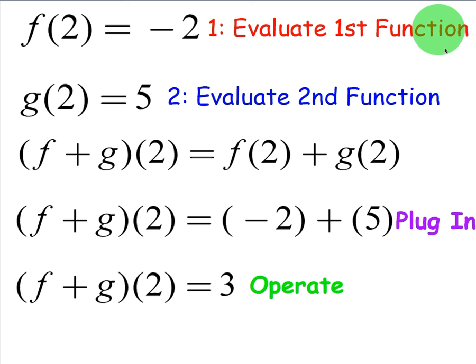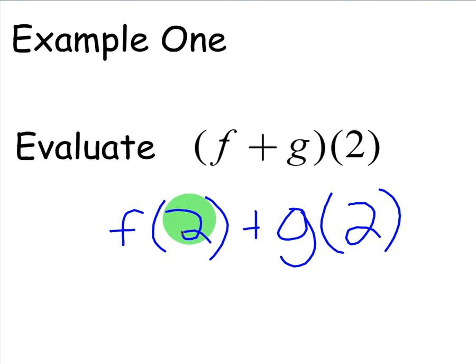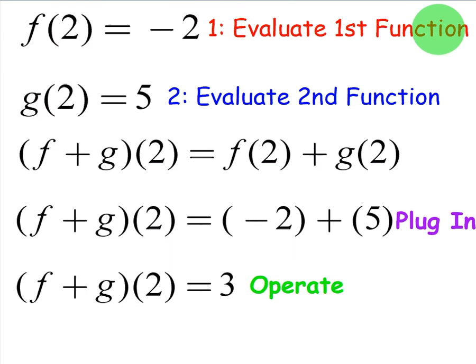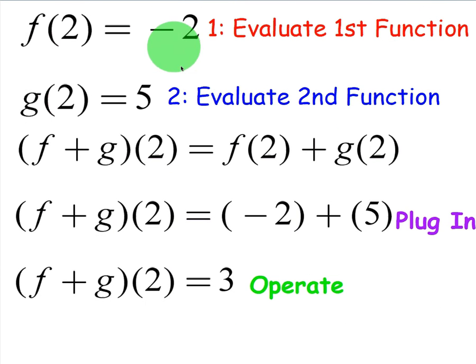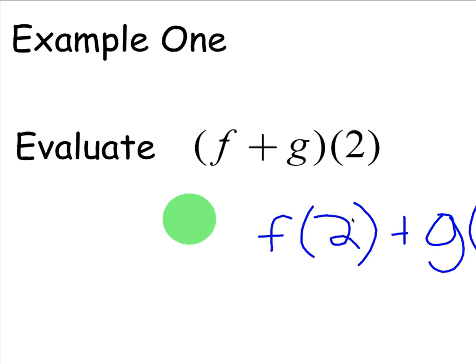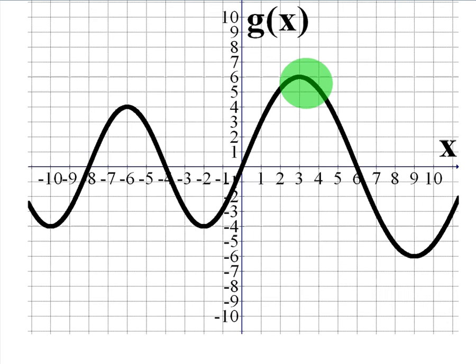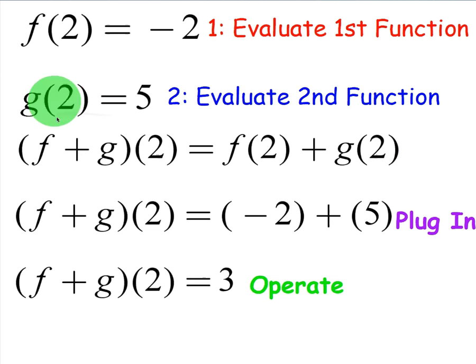Step 1, evaluate the first function. So we want to figure out what f of 2 is. Well, if you look at the graph, f of 2 is -2. And that's what I'm going to put. Okay. Step 2, evaluate the second function. So we want to figure out what g of 2 is. So what is g of 2? Well, if we go to g of 2, it's equal to 5. So that finishes step 2.